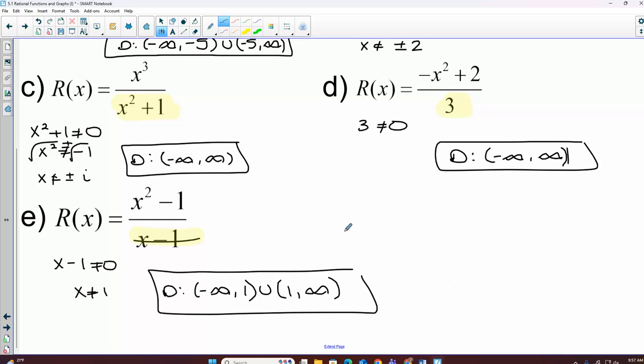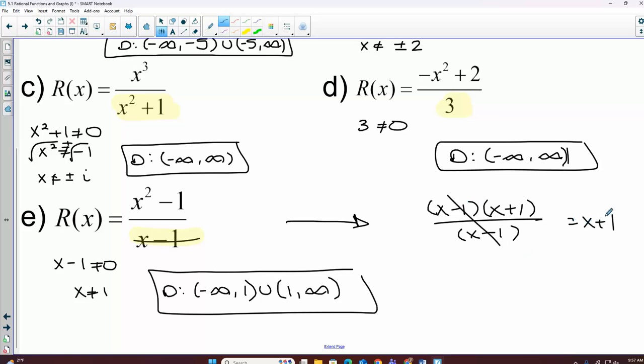Now just as a side note, what if I had factored and reduced on this? How does x squared minus 1 factor? If I had factored that, what would happen with my x minus 1s? I just get x plus 1. Is this one a fraction? No, so what would be the domain of x plus 1?